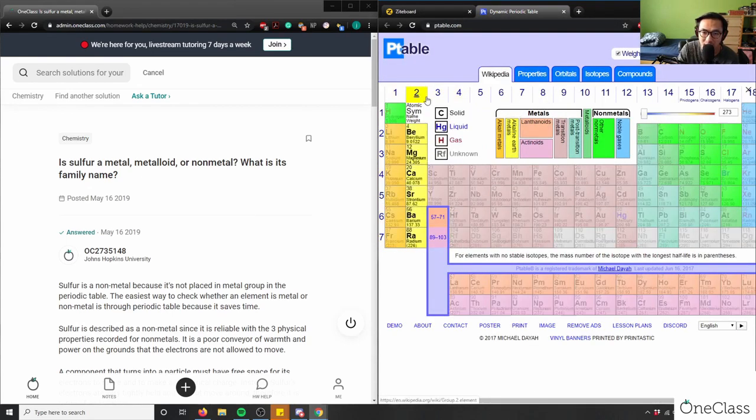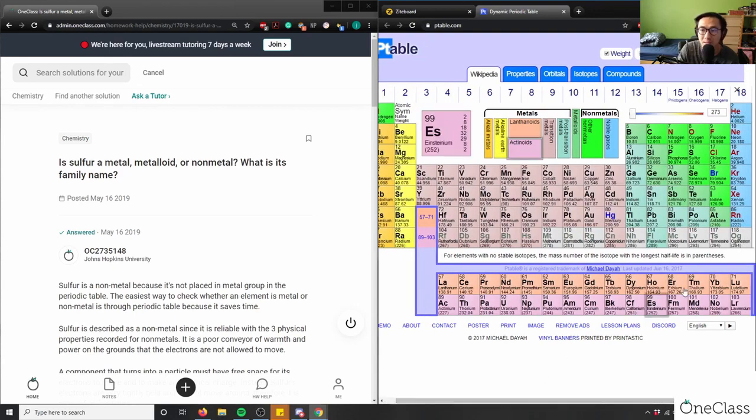I don't see an S on the left side, but I see sulfur here on the right side, and it belongs here at number 16, right? And this website is really good because it's highlighted green, so I can immediately think it's a non-metal.